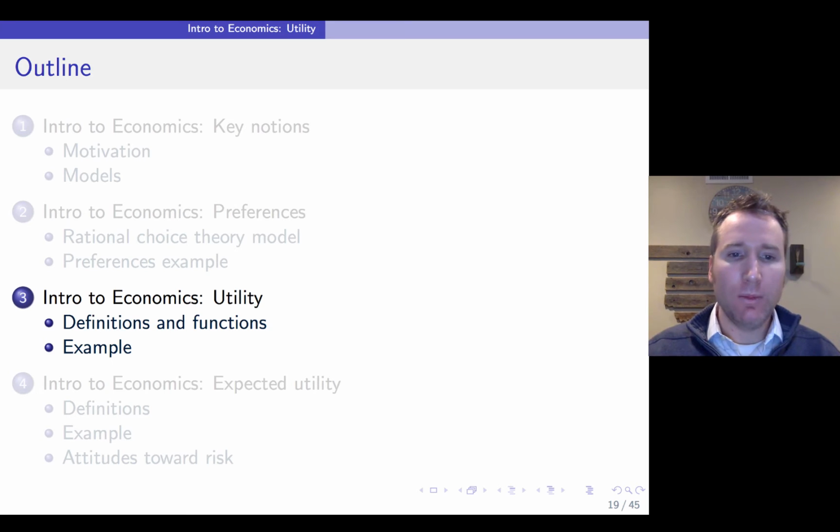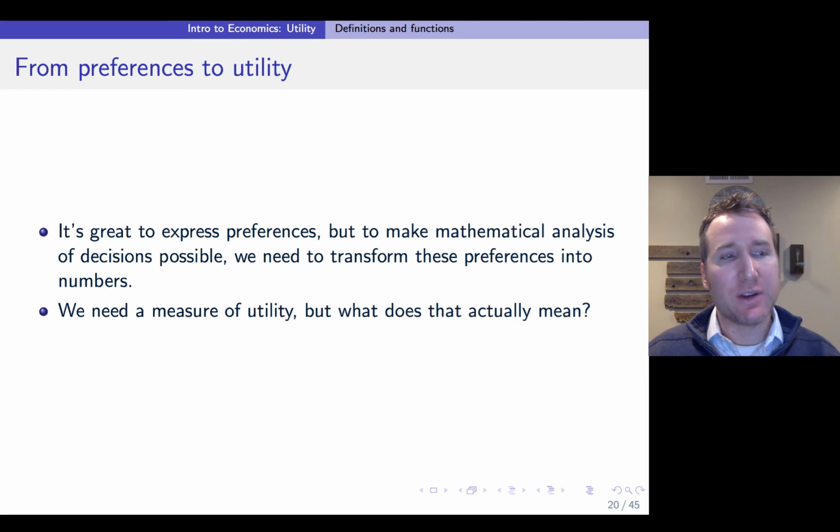So, we've talked about preferences and the fundamental axioms of rational choice. Now we're going to talk about utility functions. It's great to talk about preferences, but in order to actually do mathematical analysis and have a model that allows you to perform algebraic operations, we need to transform these fuzzy notions of preferences into hard numbers. And so to do that, we need to measure utility.